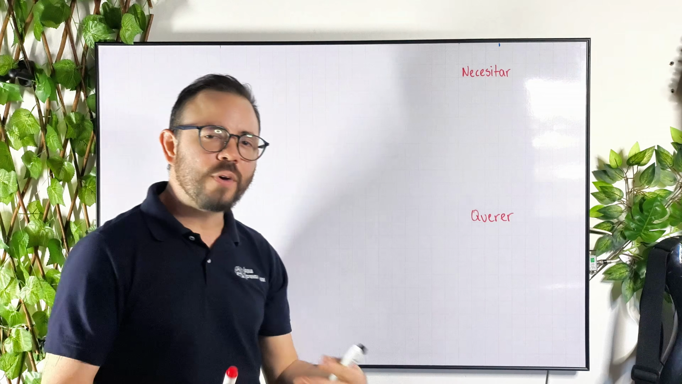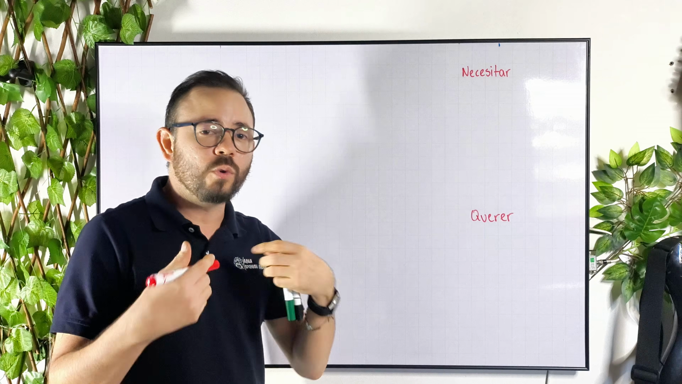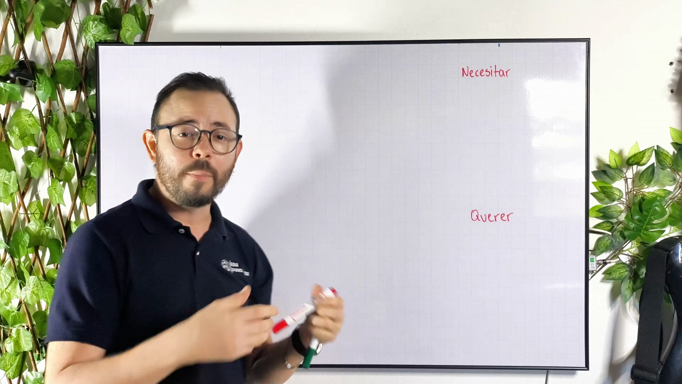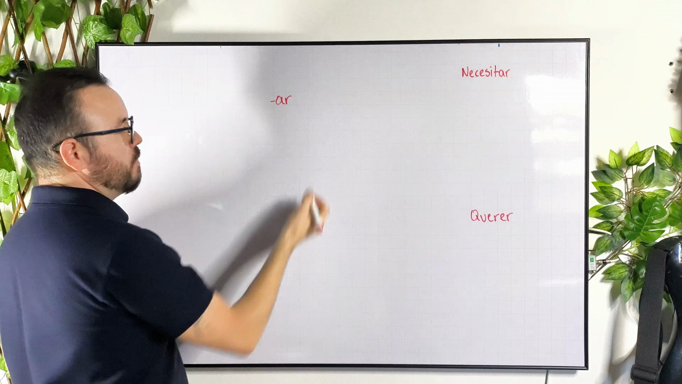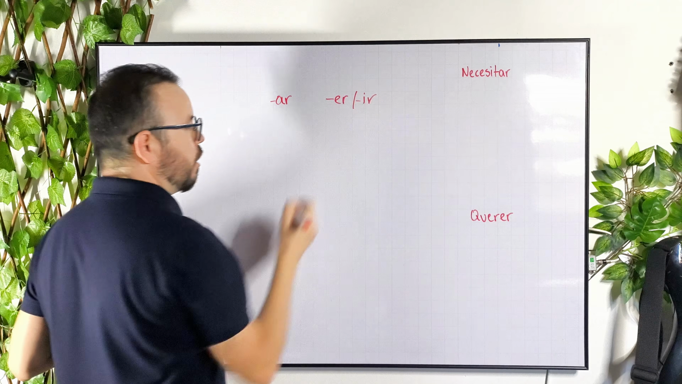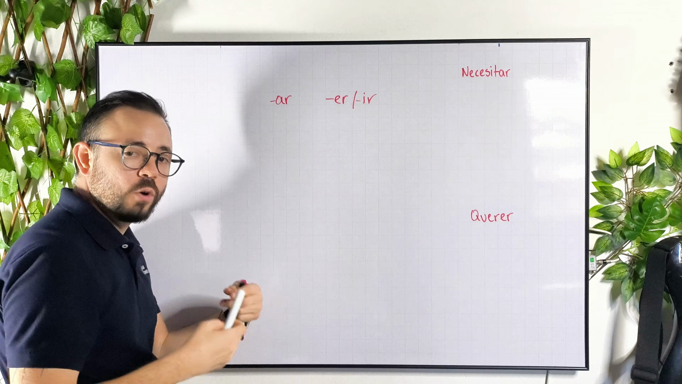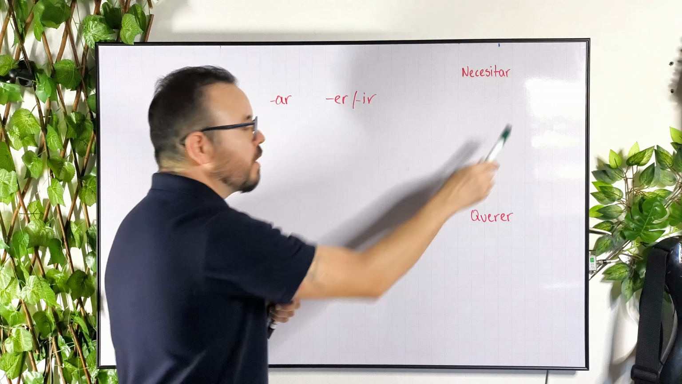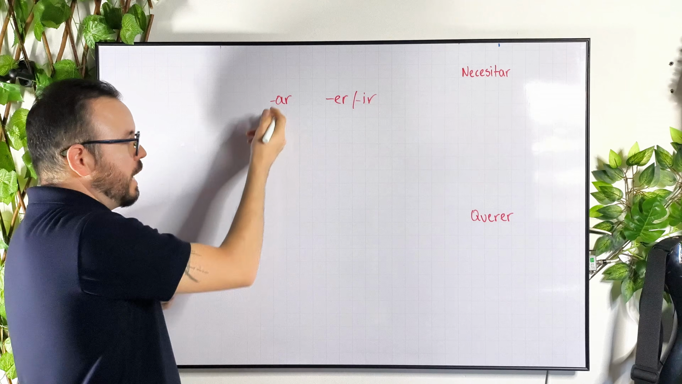So, necesitar is a very easy verb because it is a regular verb, basically. So, it will follow all the endings that we know already for past tense. If you guys remember, we have AR ending verbs and we have ER, IR ending verbs, right? Every group of verbs will have their own set of endings. But necesitar is a completely regular verb. That means it will follow the endings that we have for the AR endings.